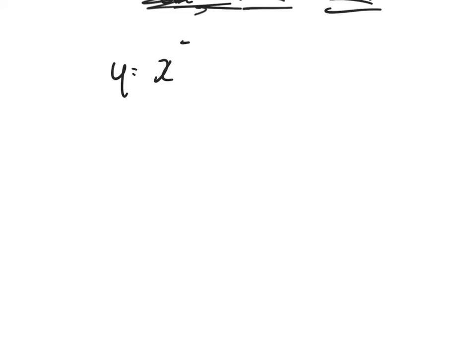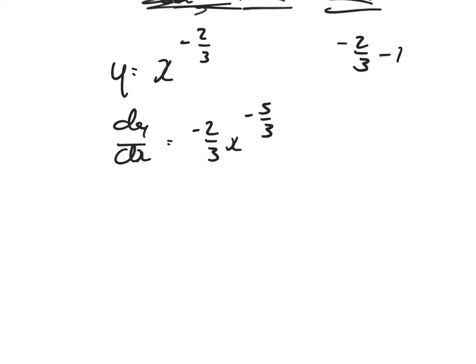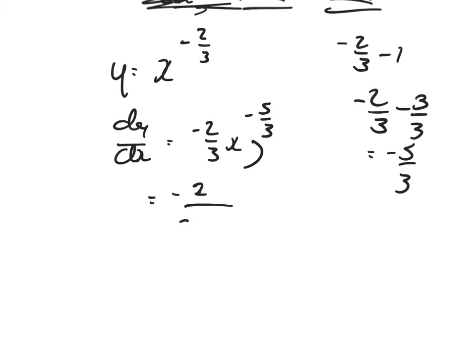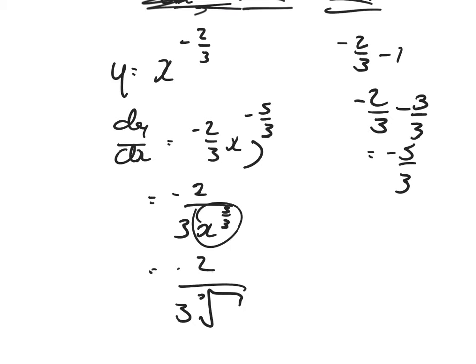Okay, let's try x to the power minus 2 over 3. Bring the power down, multiply, take 1 away from the power, so that's minus 2 thirds x to the minus 5 over 3, and that comes from minus 2 thirds take away 1, it's minus 2 thirds take away 3 thirds, which is minus 5 thirds. Okay, bring the power down and make it positive, so that's 3 lots of x to the power positive 5 over 3, which is going to be the cube root of x brought to the power 5.